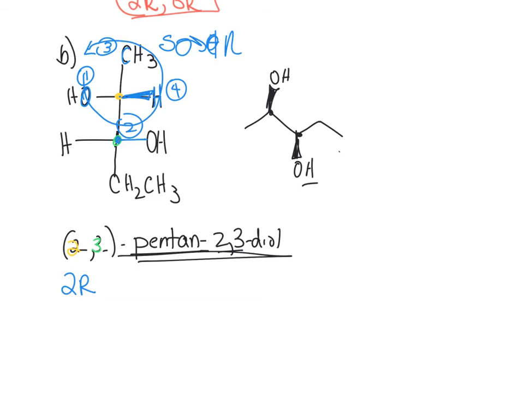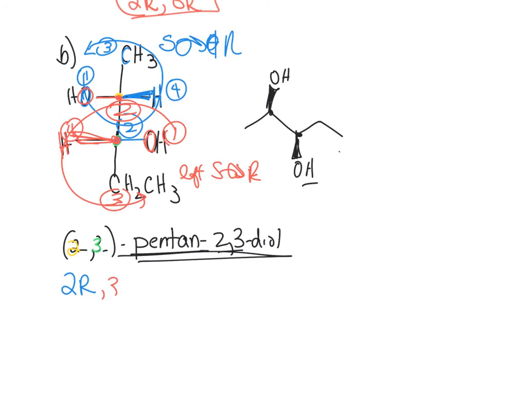I would assign oxygen is 1, hydrogen is 4. This is a carbon oxygen, so that's 2. And then this is 3. Now we do the 1, 2, 3. I would be turning my steering wheel to the left, which is S. Hydrogen is on the wedge, so I have to switch it to R. So this is 2R, 3R. And then I would come over here and do the same thing.